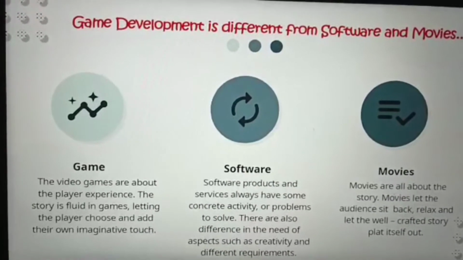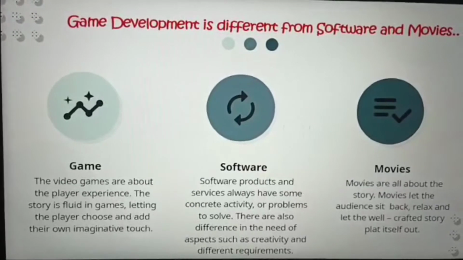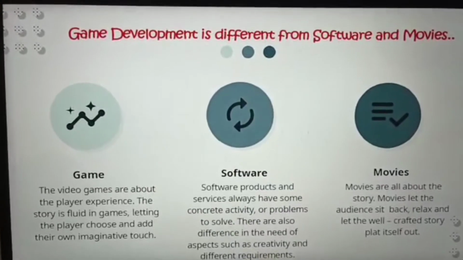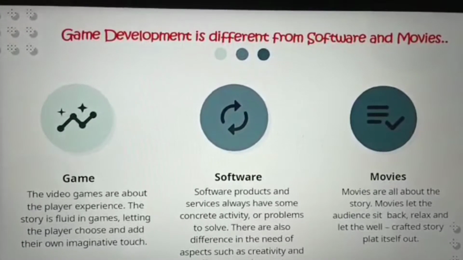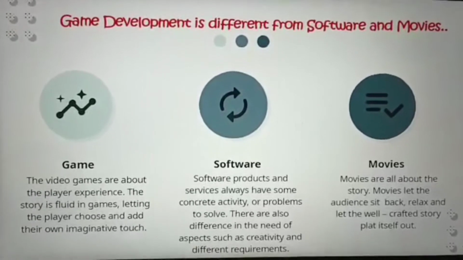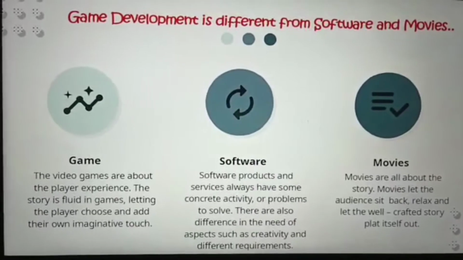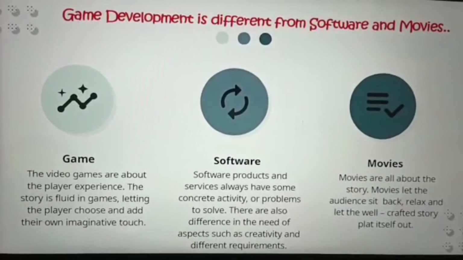And the second one is software. Software products and services always have some concrete activity or problems to solve. There are also differences in the needs of aspects such as creativity and different requirements. And the third one is movies. Movies are all about the story. Movies let the audience sit back, relax, and let the well-crafted story play itself out.